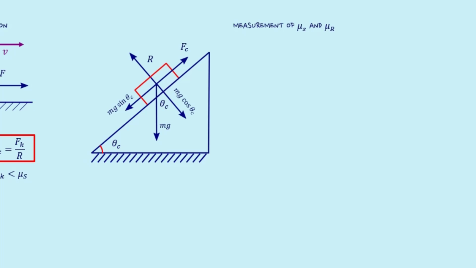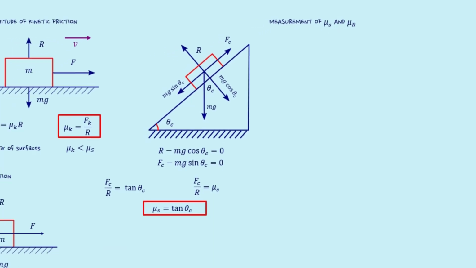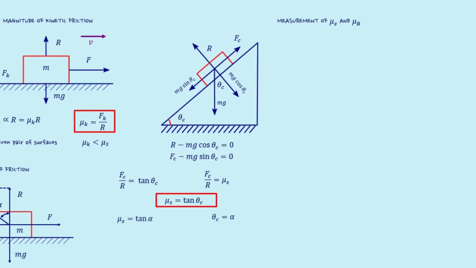In the figure, these forces are shown and they are also resolved into components. At equilibrium, we can write R minus mg cos theta c is equal to 0, by equating the components perpendicular to the inclined plane. Again, fc minus mg sin theta c is equal to 0, by equating the components parallel to the inclined plane. With simple mathematical steps, we can evaluate the coefficient of static friction from the above equations.